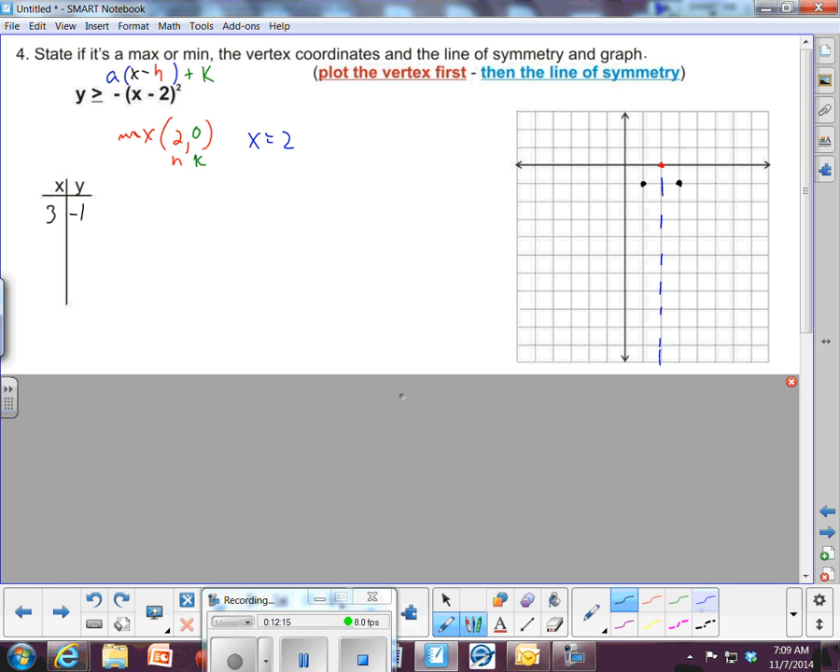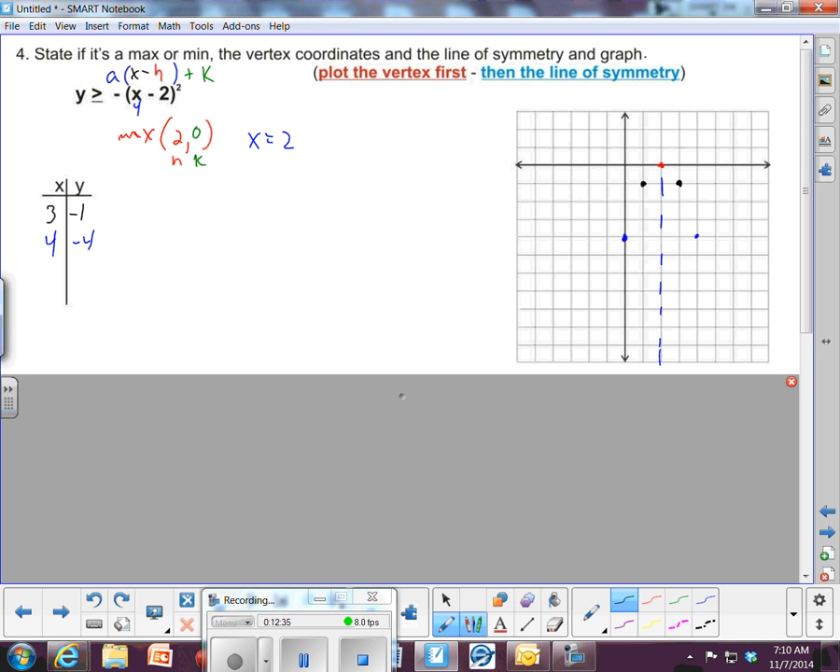Okay. I'm going to go to 4. Put in 4 for the x. 4 minus 2 is 2. 2 squared is 4. 4 times a negative 1 is a negative 4. And we've got the point (4, -4). 1, 2, 3, 4. I'm 2 to the right of the line of symmetry. I'm going to go 2 left.